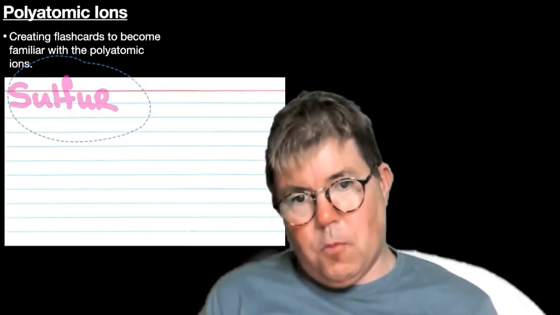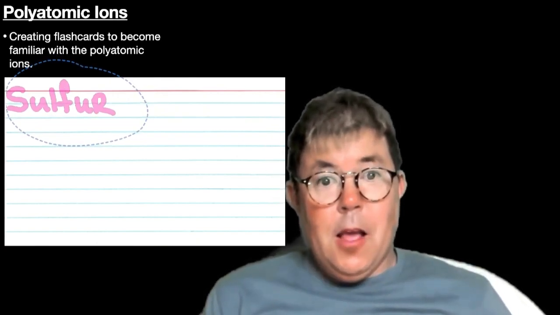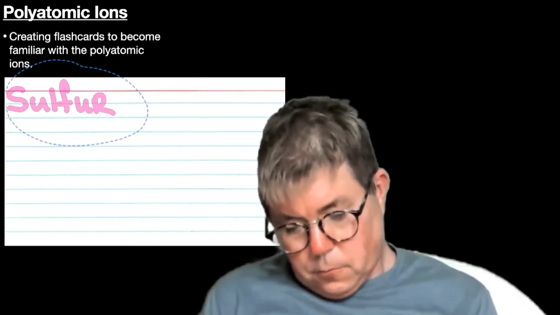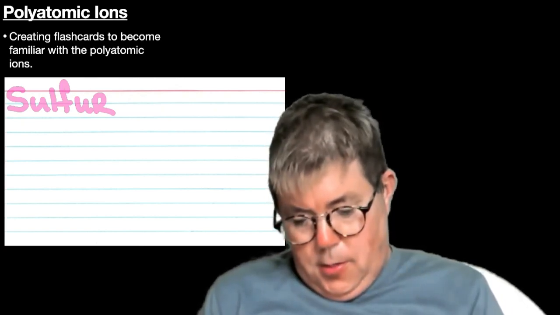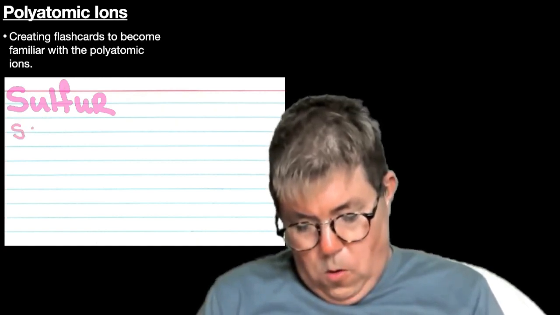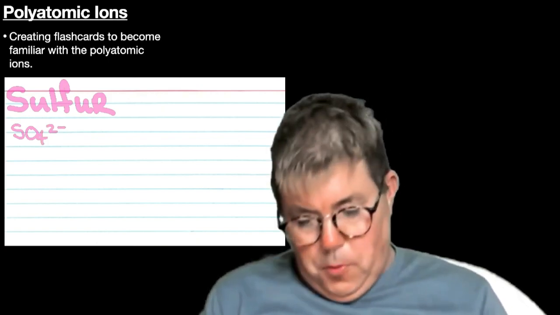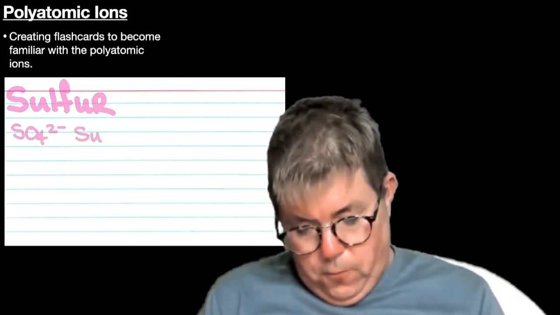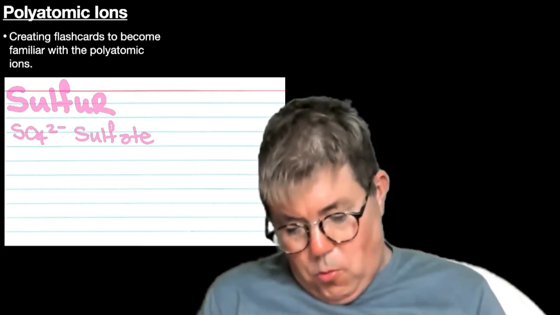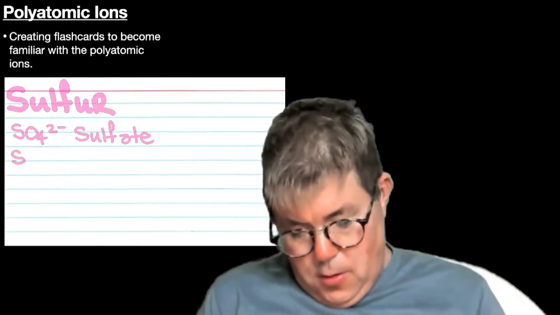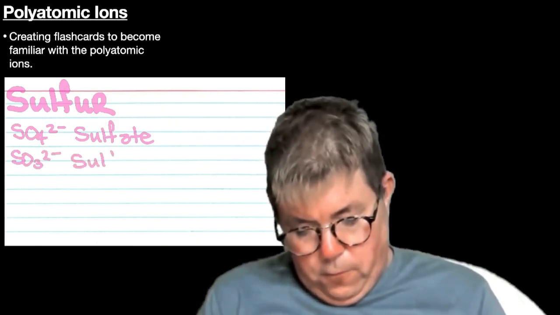On this particular card, we're going to write all of the polyatomic ions containing sulfur. The first ion I am going to write is SO4 2 minus. SO4 2 minus is going to be sulfate. As with any polyatomic ion, we can reduce the amount of oxygen to have SO3 2 minus, which is going to be sulfite.